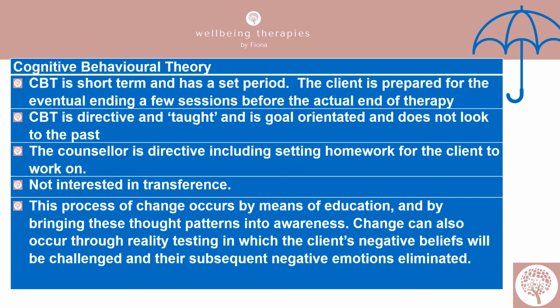CBT therapy tends to be short-term, and there tends to be a set period. The client is prepared for the ending of the sessions, and they're prepared in advance for this to happen. CBT is much more directive, and it's taught. It's goal-orientated and doesn't look to the past. The counsellor is directive, including setting homework for the client to work on.